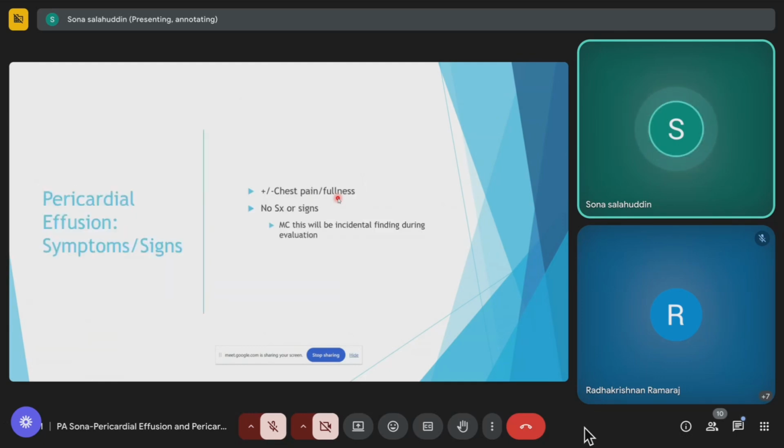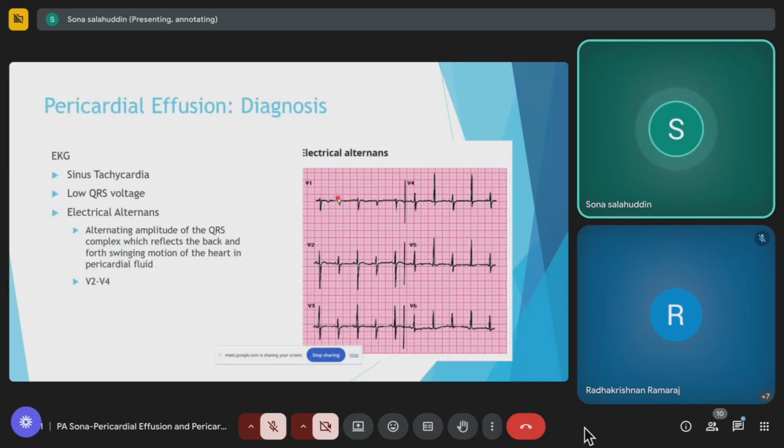The signs or symptoms of this are not really specific. Usually there are no signs or symptoms, and you'll most commonly come across this as an incidental finding on an echo. For the EKG in pericardial effusions, most commonly you will see sinus tachycardia, low QRS voltage, and electrical alternans. Electrical alternans is when there are alternating amplitudes of the QRS, and that reflects the back and forth swinging motion of the heart and the fluid. You can see that here on this EKG. Usually it's in V2, V3, and then V4.